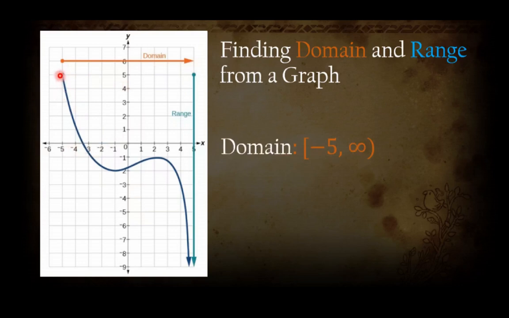So, open bracket. Why bracket? Because this negative 5 is a closed circle, so, including numbers siya. So, that is negative 5 up to positive infinity because the graph is without bound. Right? So, the next one is the range.